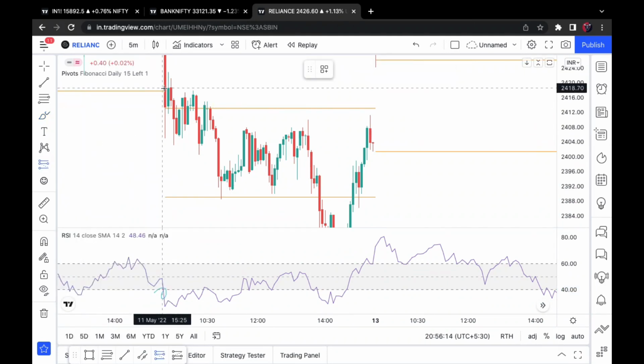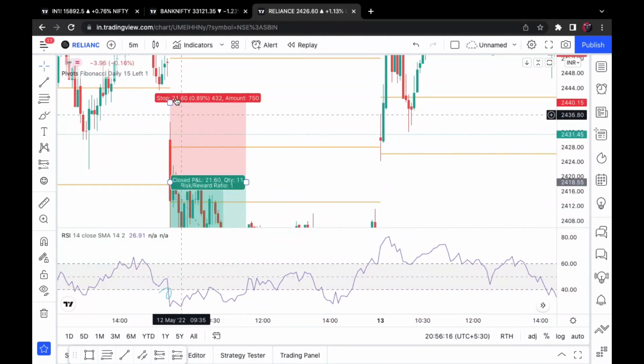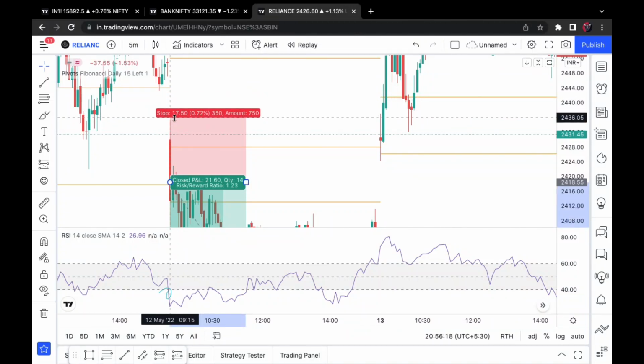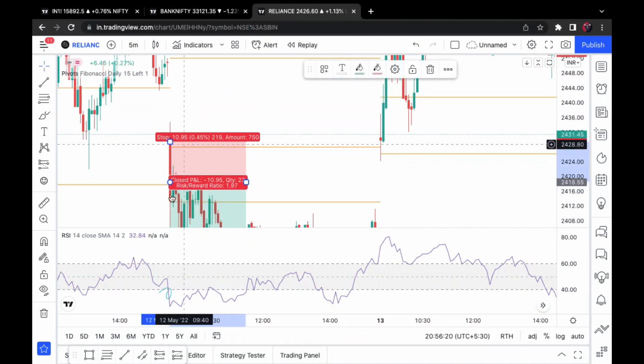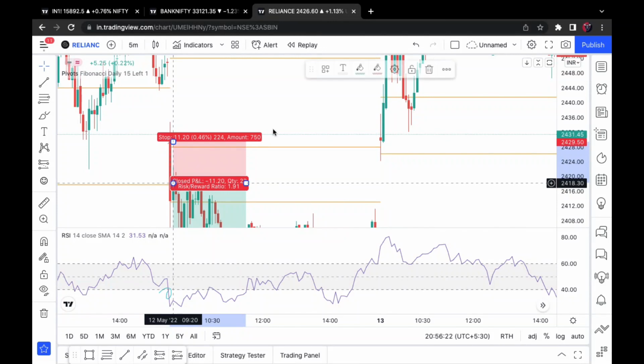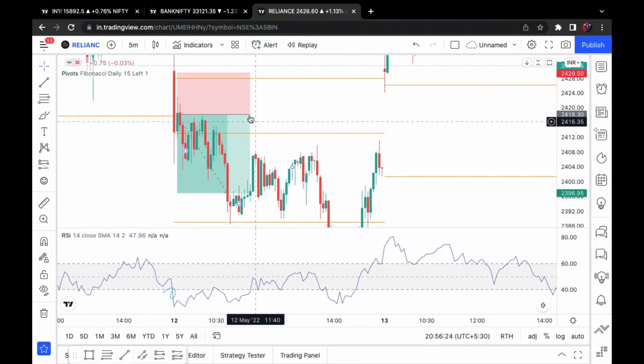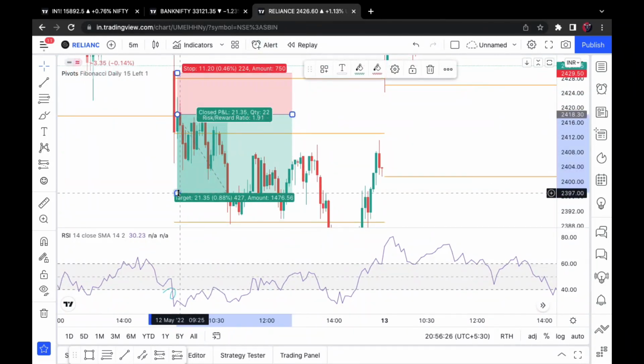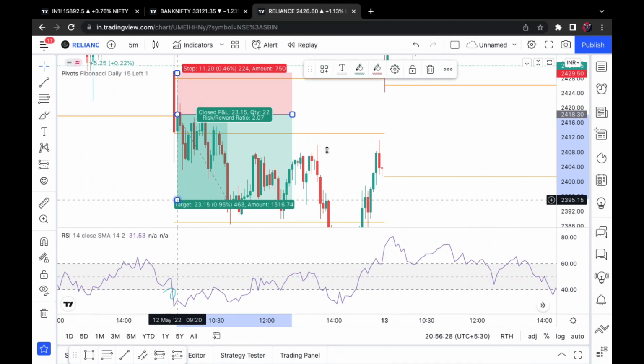If I put a bearish trade here, then the stop loss would be above the pivots, and a minimum ratio of 1:2. As you can see, according to the risk reward ratio, we achieved a target of 1:2.